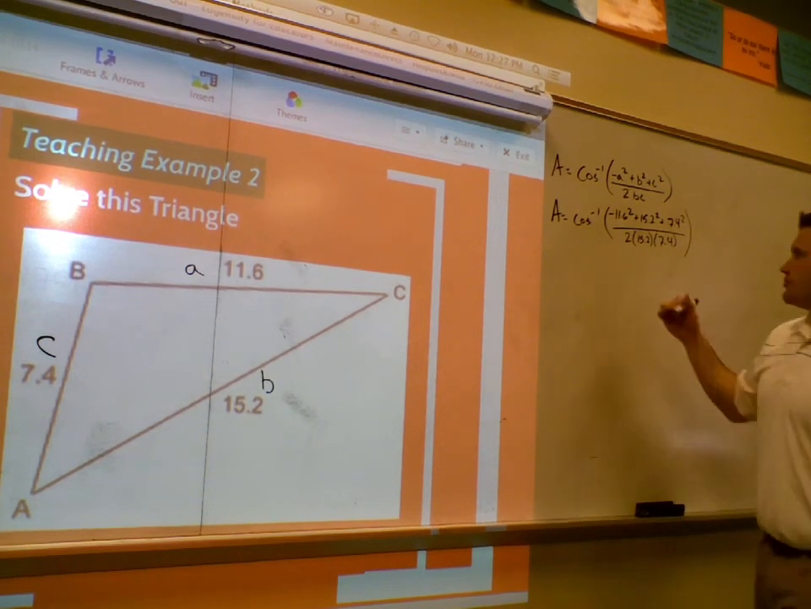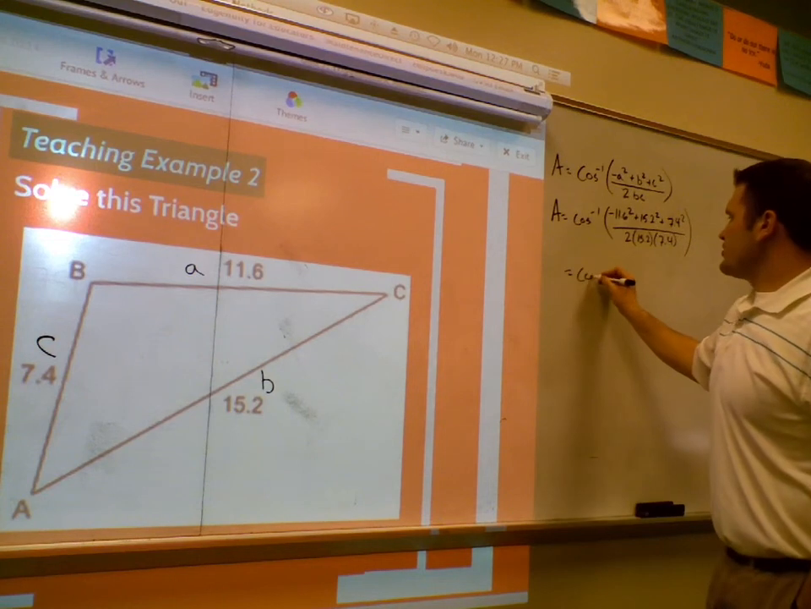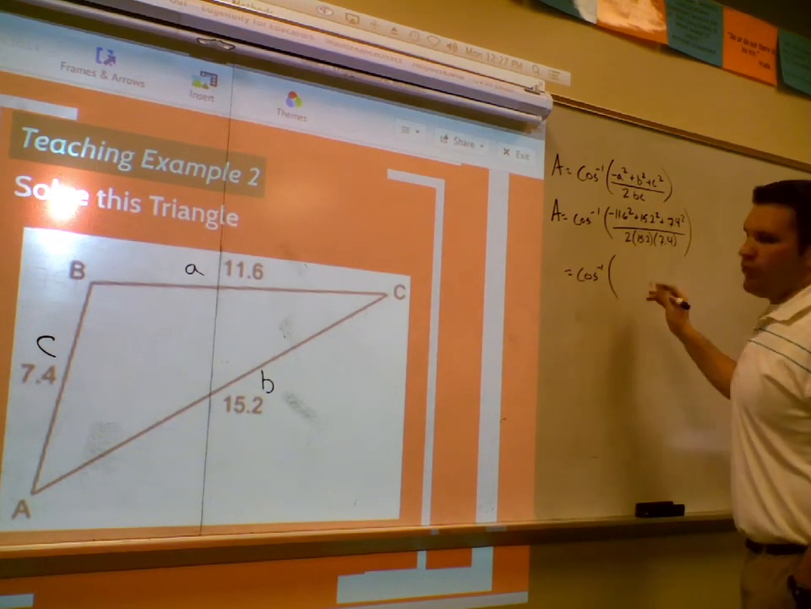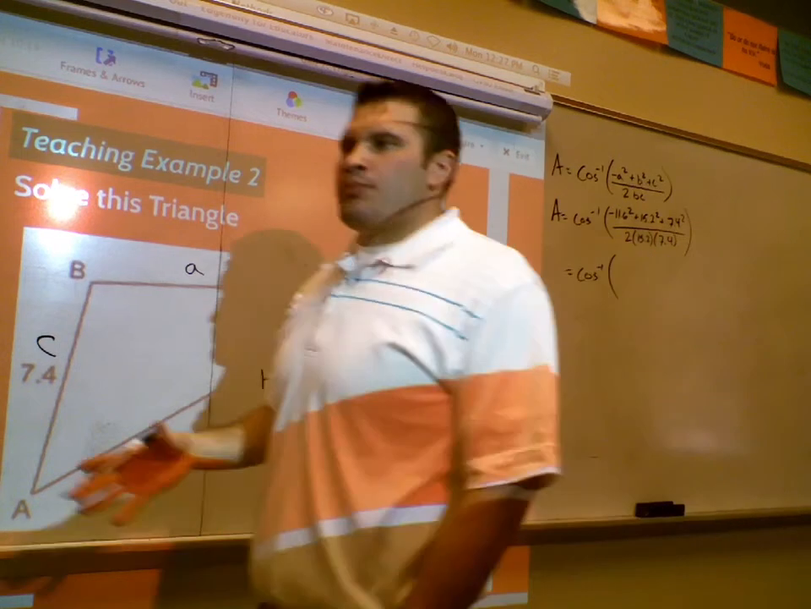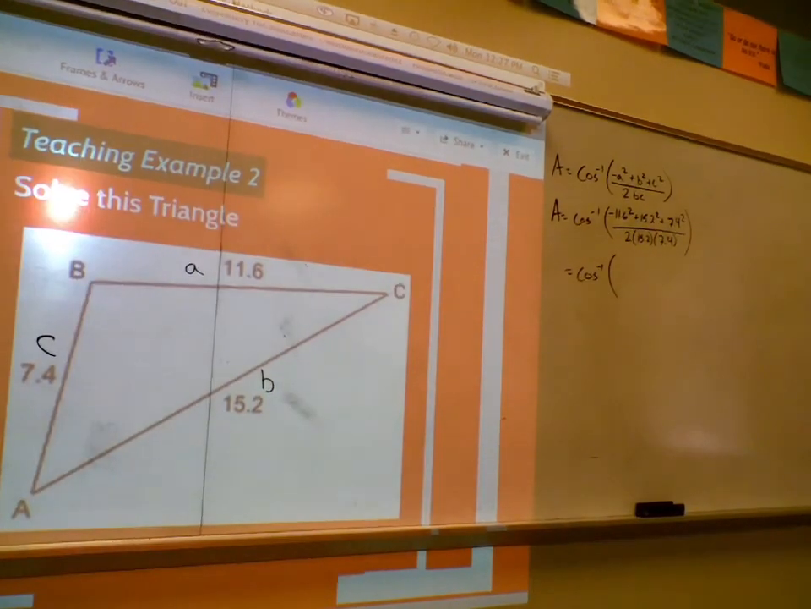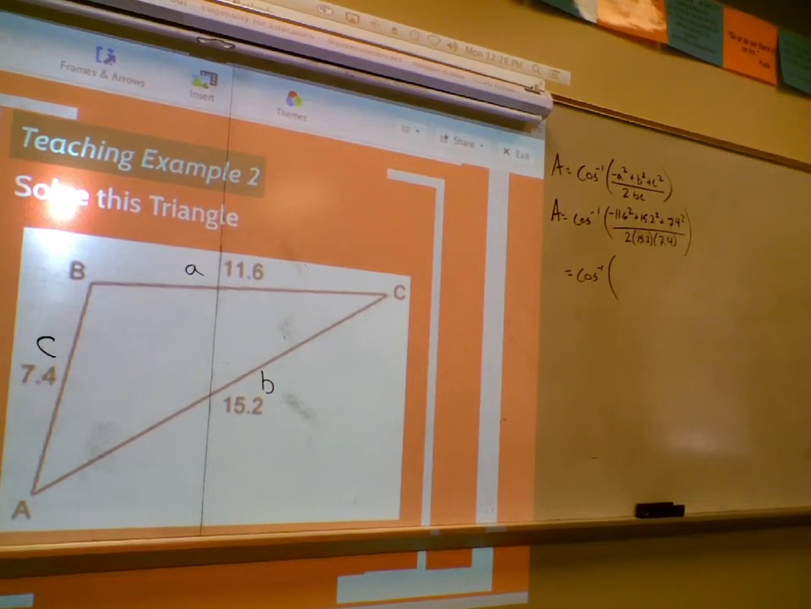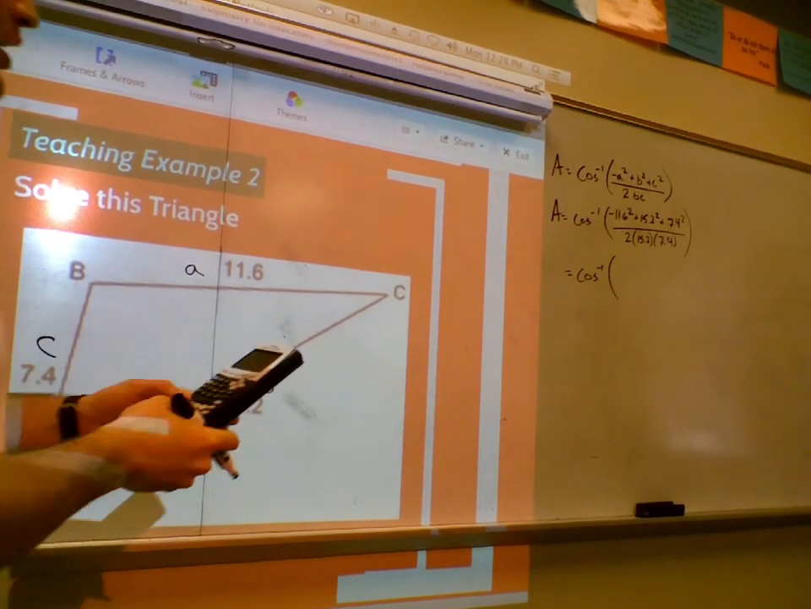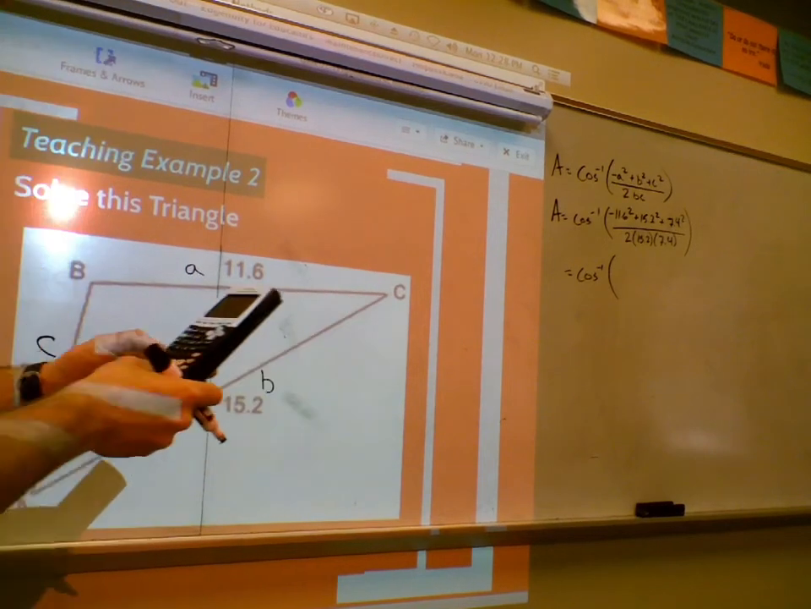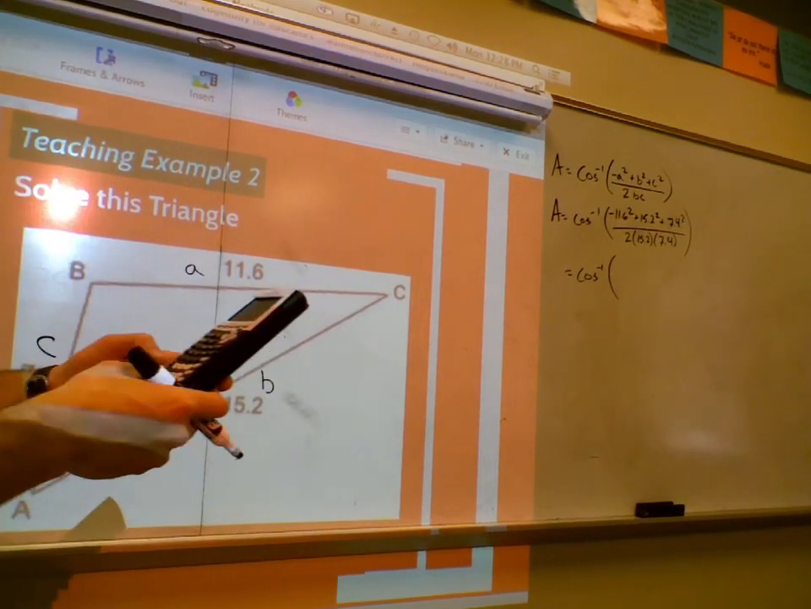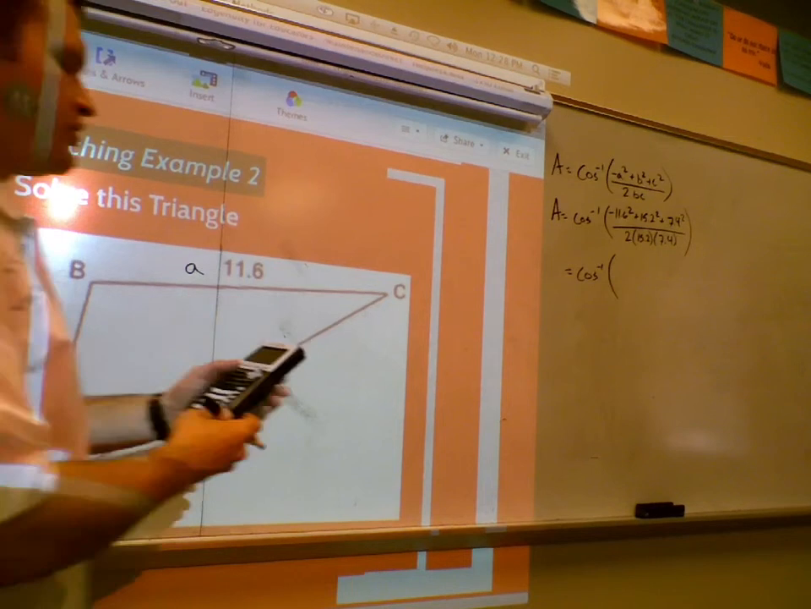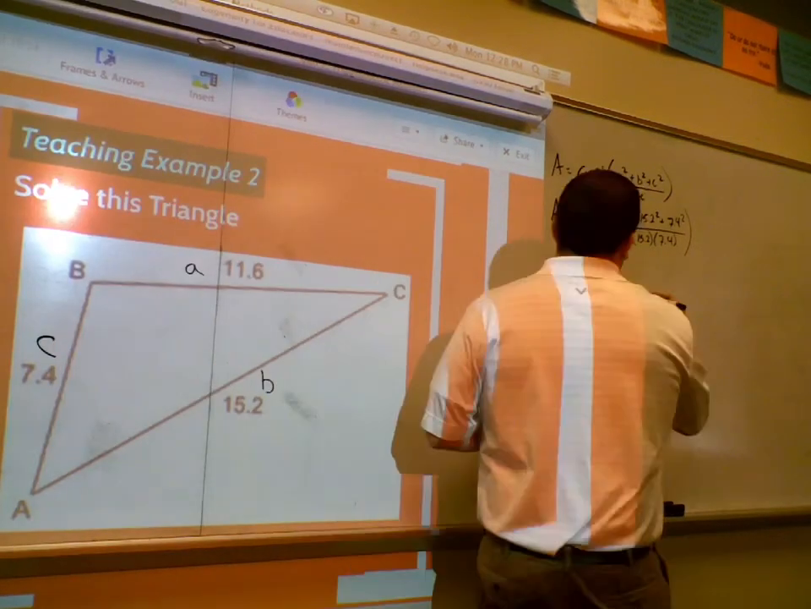Now, just a helpful hint. I wouldn't just plug this all in at once. You most certainly can, but I would calculate the top and the bottom and then plug it in. So calculate the top: negative 11.6 squared plus 15.2 squared plus 7.4 squared. Just enter it all in like that, hit enter, and you get 151.24.